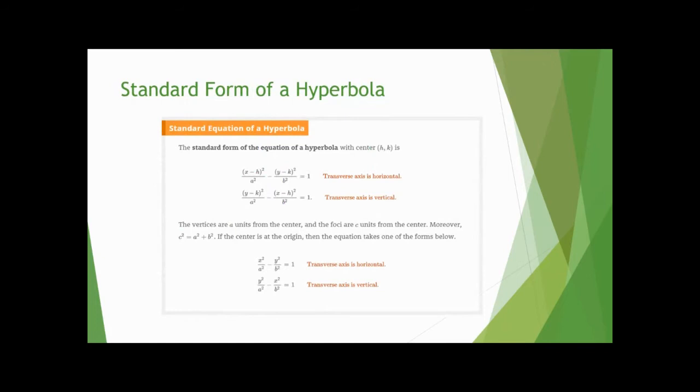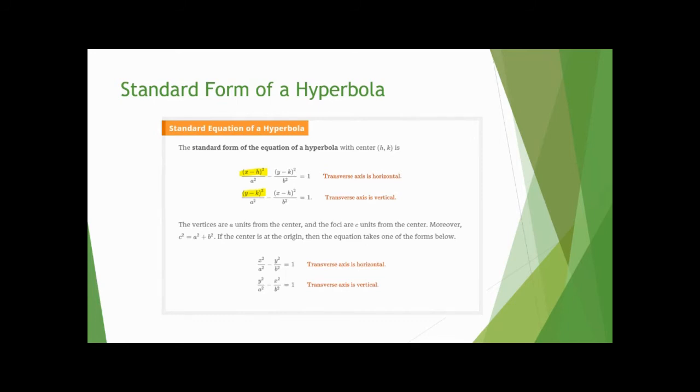So the standard form of a hyperbola, I mentioned that it has subtraction here. So you've got your x minus h squared over a squared minus y minus k squared over b squared. And then there is a different one based on whether it's horizontal or vertical. When we have an ellipse, the change is where a squared is. For a hyperbola, the change is what is over the a squared. It's not that a squared is always under, and then because of the subtraction, you have to have it in different orders.